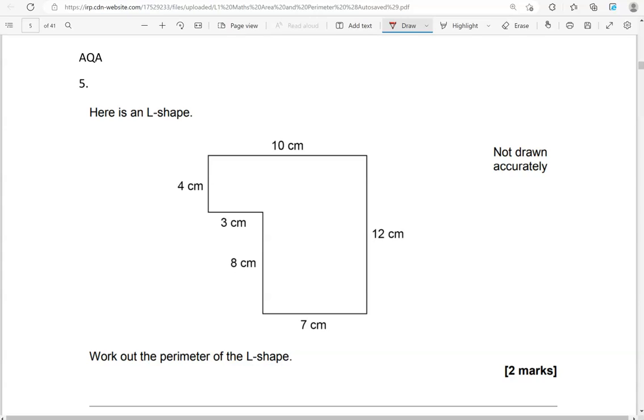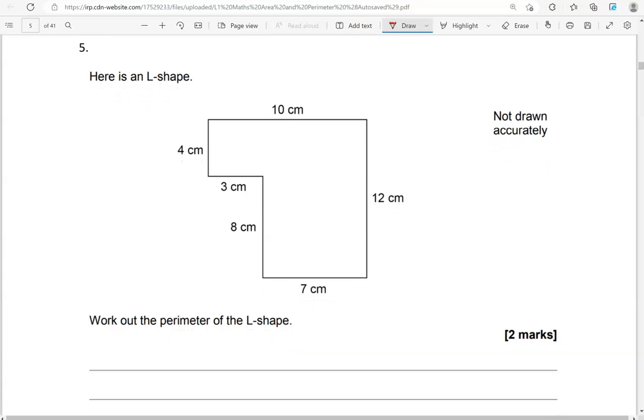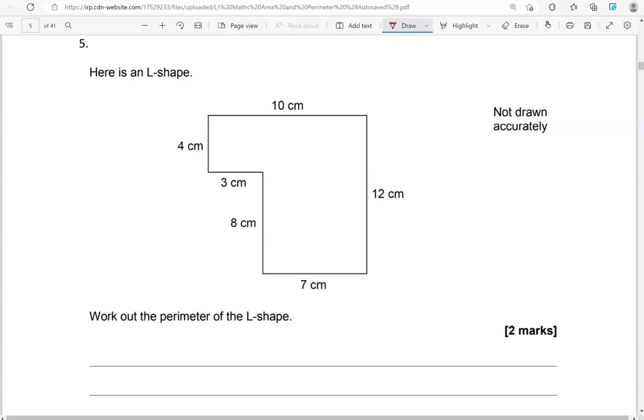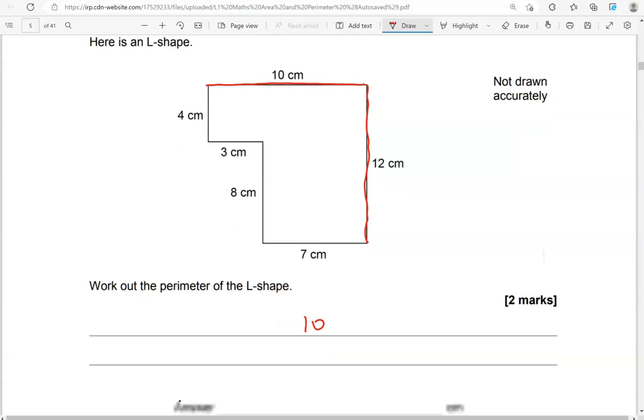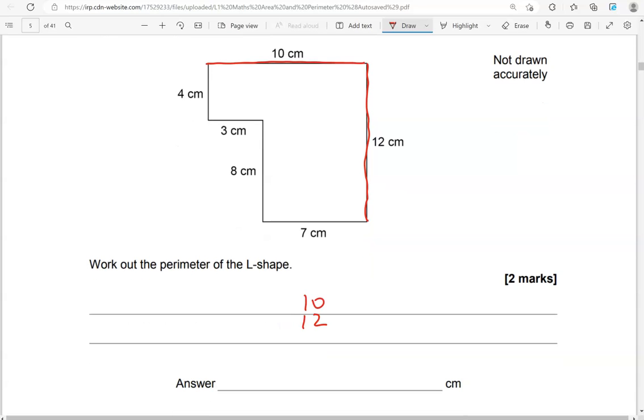Here is an L shape. Work out the perimeter of the L shape. So the perimeter is about going around and adding all these lengths. We've got all of these in centimeters, so we don't need to do any conversion. So I'm going to go 10, add 12, add 7.